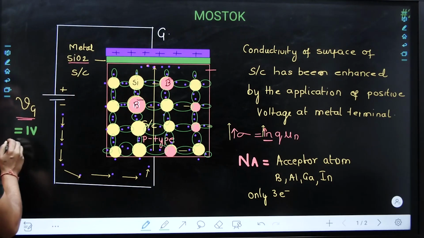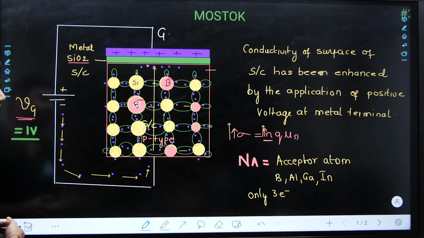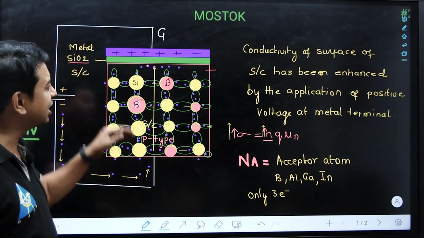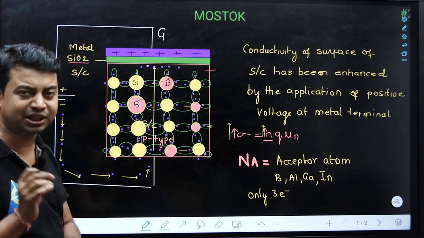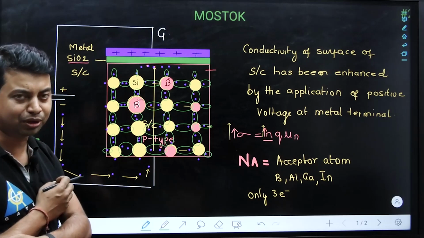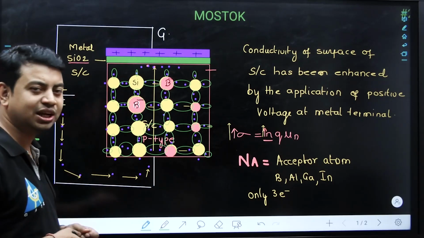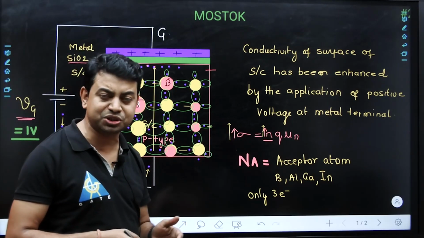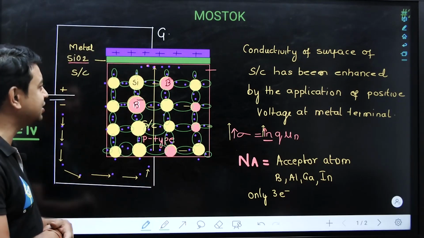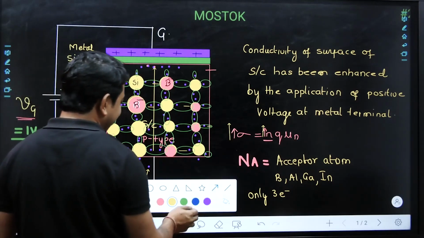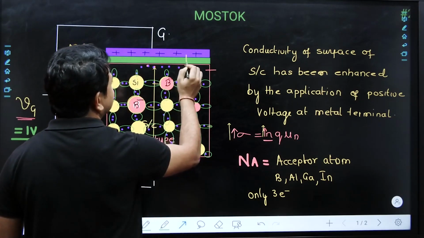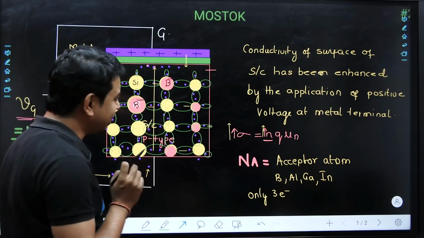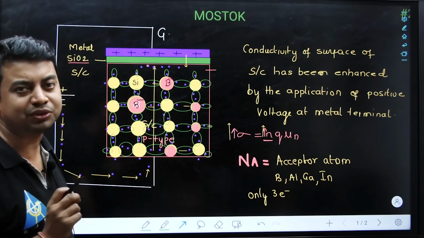Suppose I have supplied a 1 volt potential from here, and suddenly I see that we have a sufficient number of electrons. I will tell you what this sufficient number of electrons is, but I see that the conductivity of the surface of the semiconductor has increased. Initially we talked about the electric field also. This is nothing but the field effect transistor. Today I am not talking about this one. I have given you the microscopic aspect of this particular device.